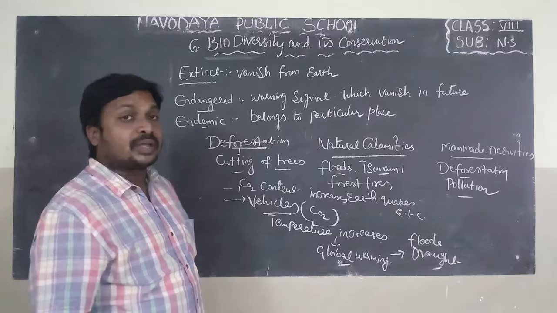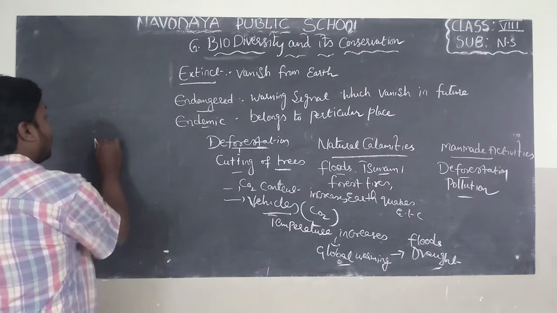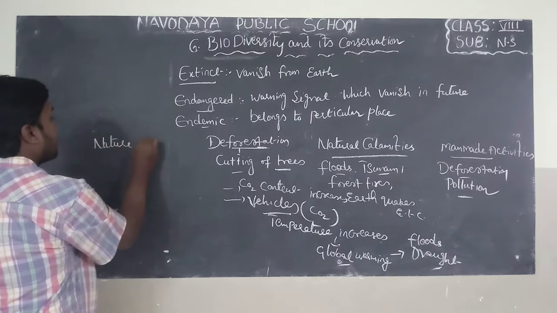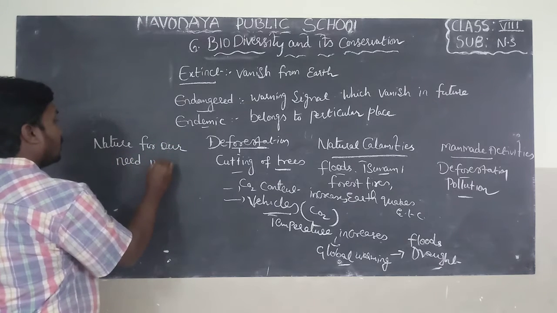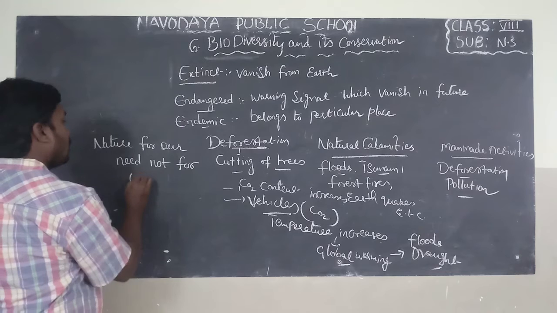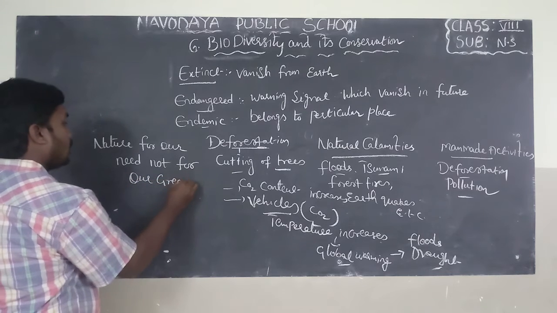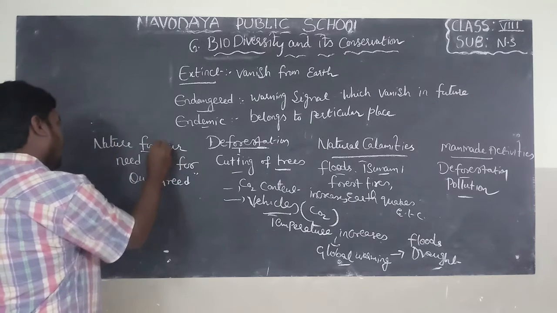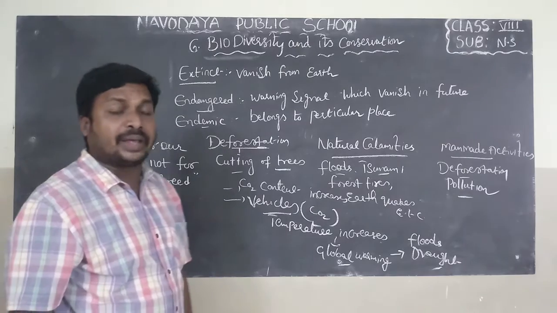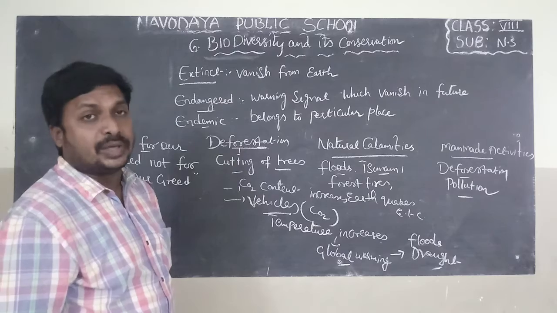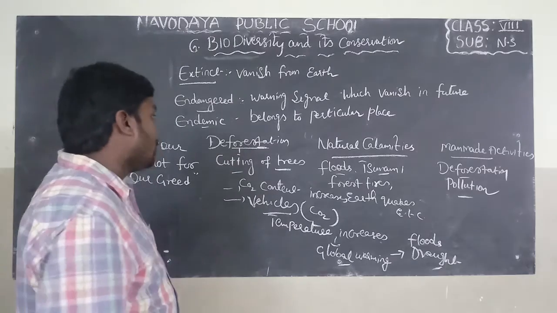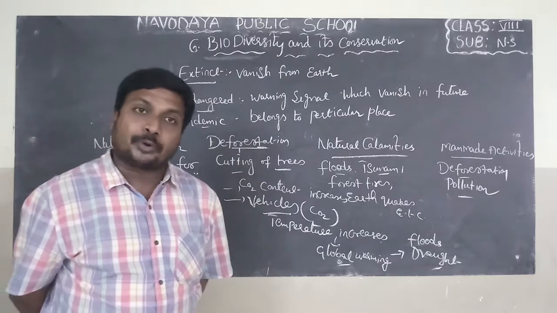That's why Gandhiji said, nature for our need, not for our greed, said by Mahatma Gandhi. You can enjoy the fruits of nature, but you do not have the right to destroy them. So if you protect nature, that protects you.